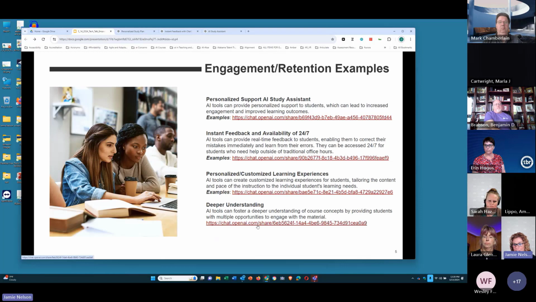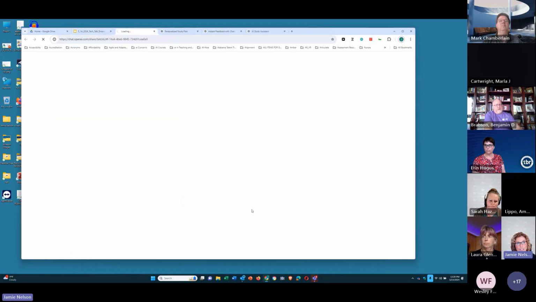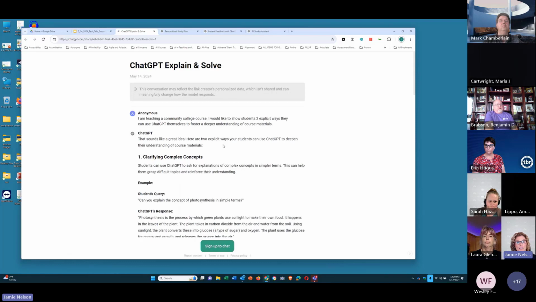And then deeper understanding. So we talked about retention and deeper understanding. So let's take a look and see what we've got under deeper understanding.